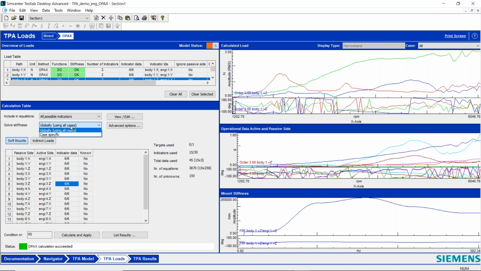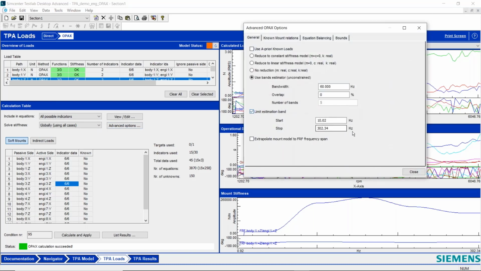I can also solve stiffness case-specific or globally. So by default, it's globally, so we're calculating the same stiffness curve for all the data cases. If I say case-specific, I would get a stiffness curve, say, for half an order, 1.5 order, and third order. And maybe that makes sense to you if you're driving at different speeds, and at those speeds, you've got quite different load conditions, and maybe your stiffness of your mount acts differently. You could calculate case-specific stiffnesses there. But global is the default.